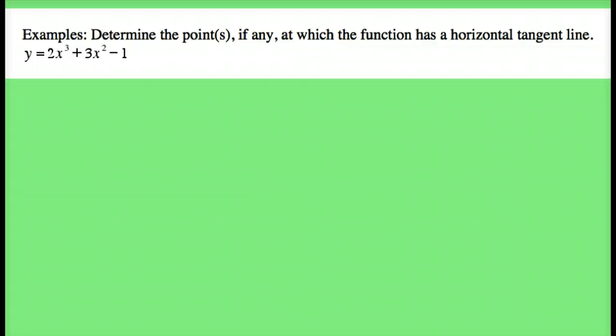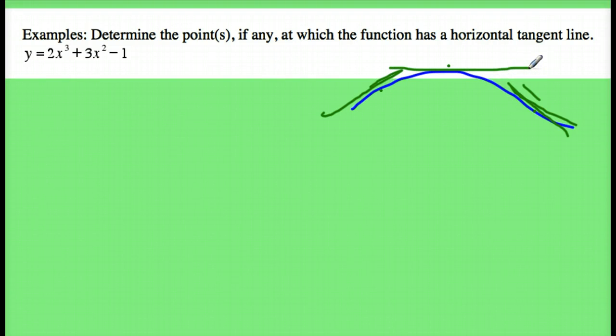It says determine the point or points, if any, at which a function has a horizontal tangent line. So let's just take a look at what it means to have a horizontal tangent line. Right? So here's just a basic curve. If I draw a point right here, my tangent line has a positive slope. If I draw a point right here, my tangent line has a negative slope. That's not supposed to cross, but imagine that it didn't cross right there. Okay. Well, what happens if I plug it in here and I get a horizontal line that looks like that?